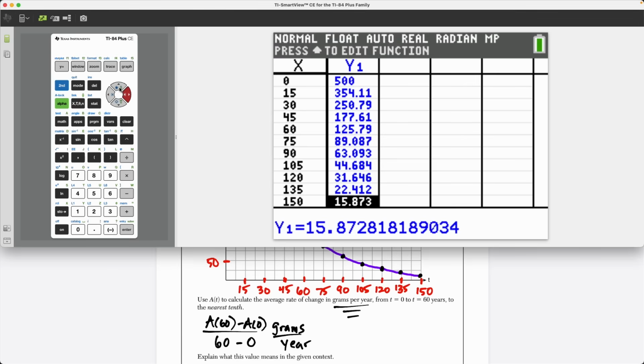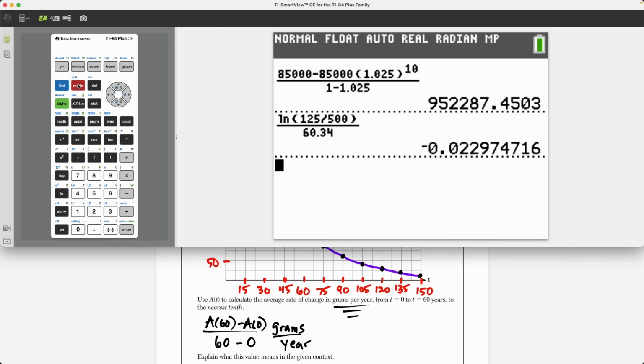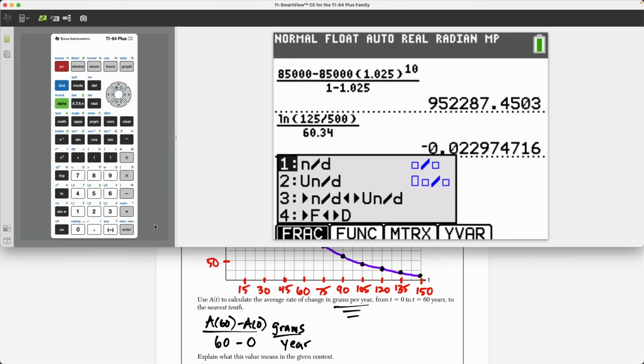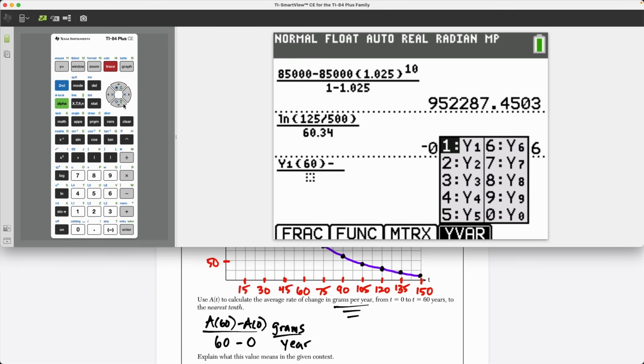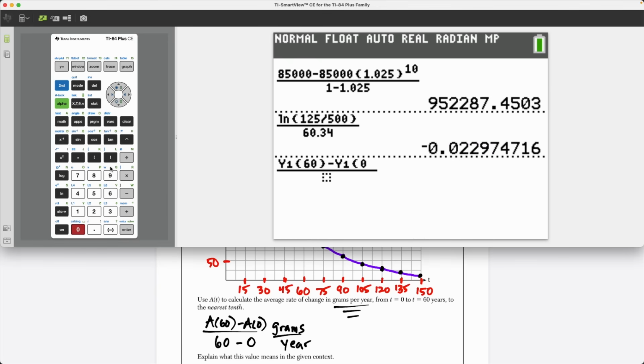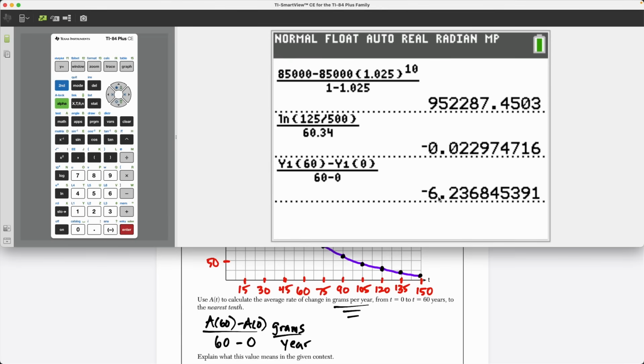Now, one thing I want to point out is we could just go ahead and grab these values from the table and just do this decimal here minus 500 and then divided by 60 minus 0. But there's something else we could do on the main screen. If you don't know this trick, it's a pretty nice trick. Alpha y equals, enter. We saved A of t in the y1 spot. So I could press alpha trace, y1, and then parentheses 60. And this will read as A of 60. And then minus the function value. So we have y1 again, but this time at 0. And we're dividing by 60 minus 0. So this is just a cool way that you could type function values right in the calculator. And this is going to give us, to the nearest tenth, negative 6.2.